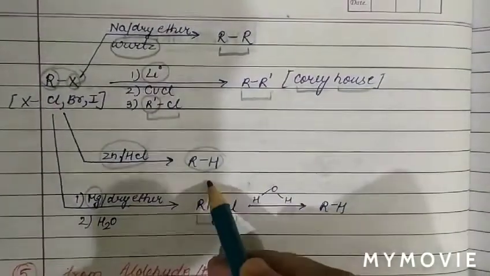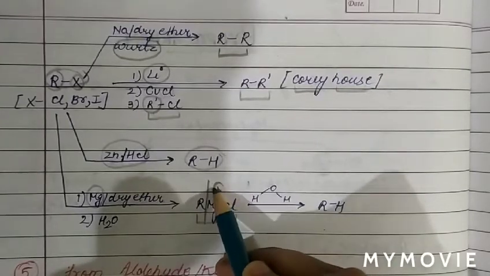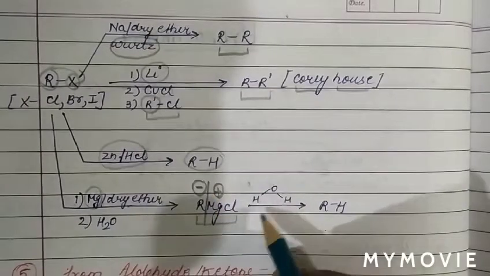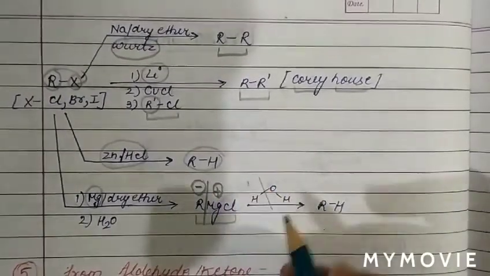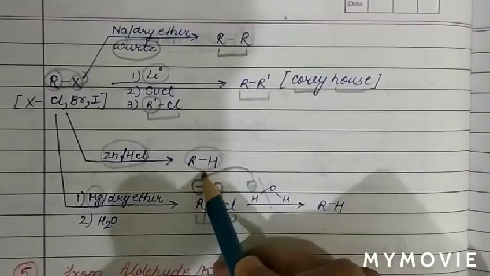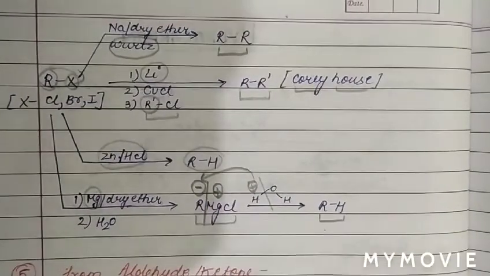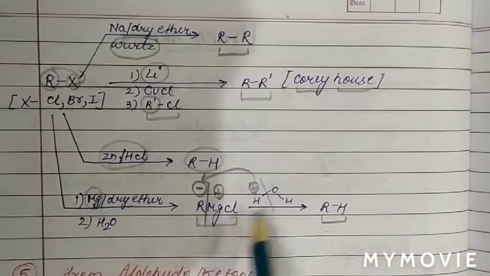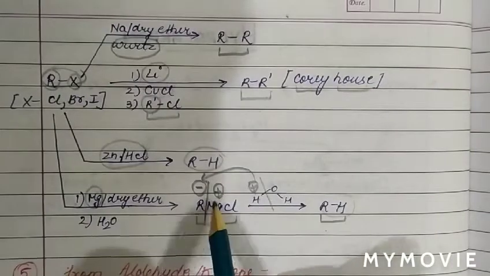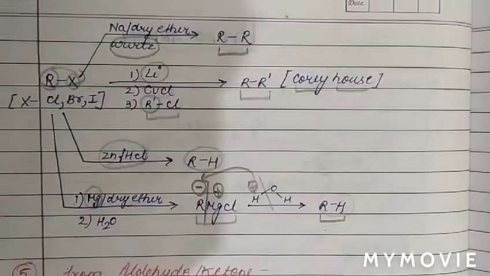Now as we know magnesium is more electropositive, therefore positive charge on magnesium and negative charge on carbon. Also water has two parts, one is H positive. Now H positive will join with R negative. So when H positive joins with R negative, it forms alkane. So this is the method of preparation of alkane from alkyl halide by using Grignard reagent. So this RMgCl we call Grignard reagent.